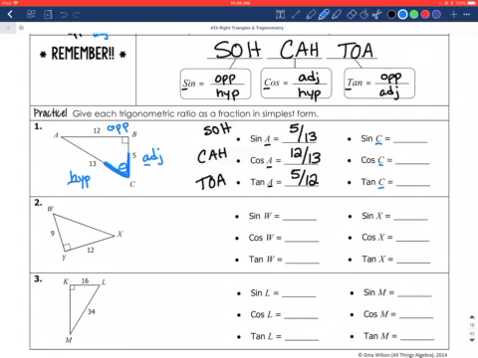So for sine of C, we're going to do the same thing, opposite over hypotenuse, which now is 12 over 13 instead of 5 over 13. Adjacent over hypotenuse will now be 5 over 13.